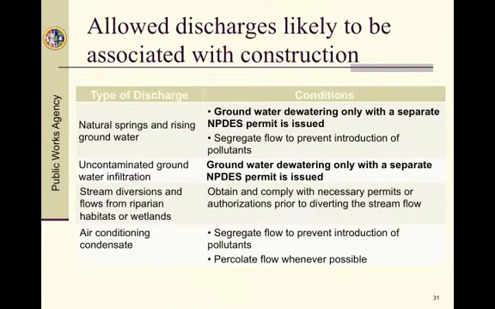Here is a table out of the MS4 permit that identifies the types of discharges that are allowed and under what conditions they're allowed. For instance, uncontaminated groundwater infiltration, and groundwater dewatering only with a separate NPDES permit. So anytime you're doing dewatering on a construction site, it does require additional permitting through the state. Air conditioning condensate, again, you could segregate the flow to prevent introduction of pollutants. Therefore, if it touches the ground, it's already hit a pollutant, which is sediment or oil and grease, what have you, and it cannot leave the site.